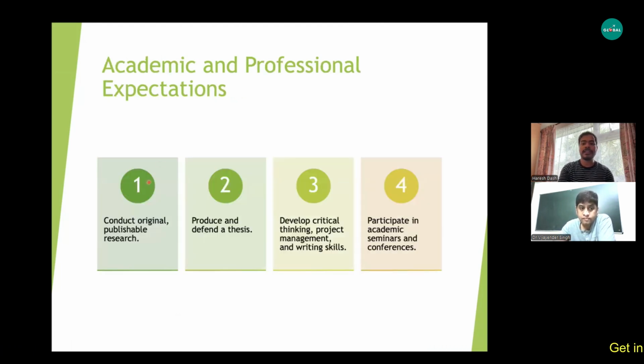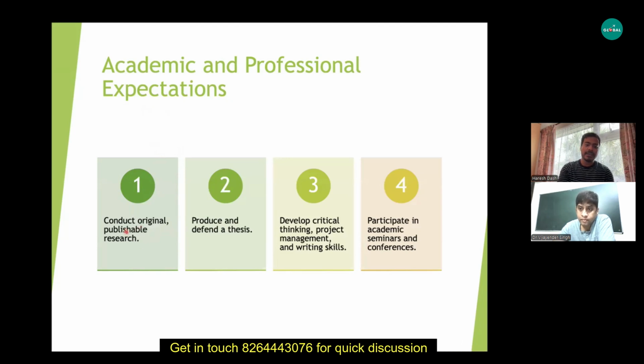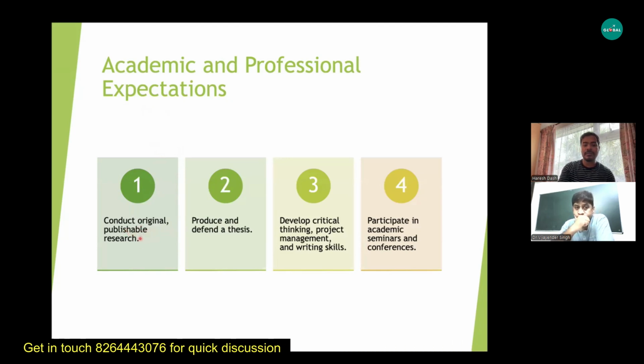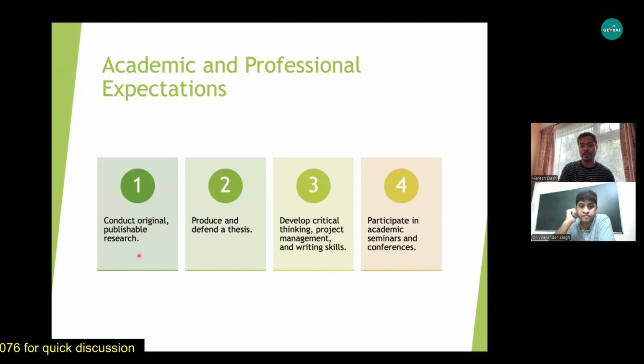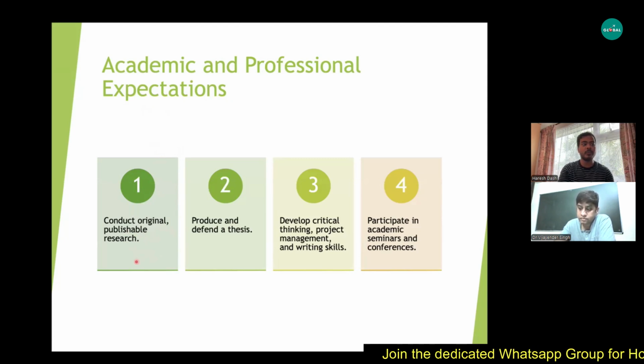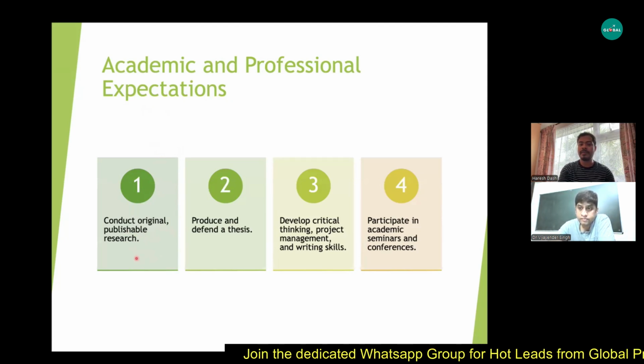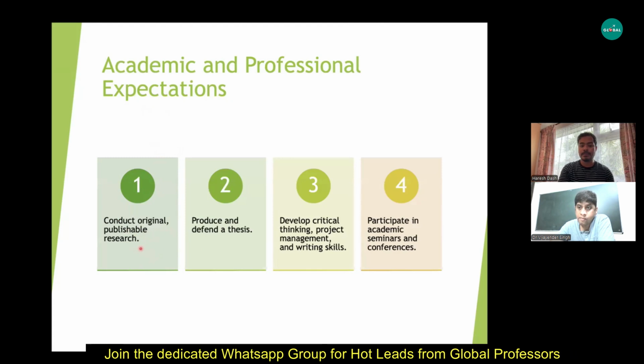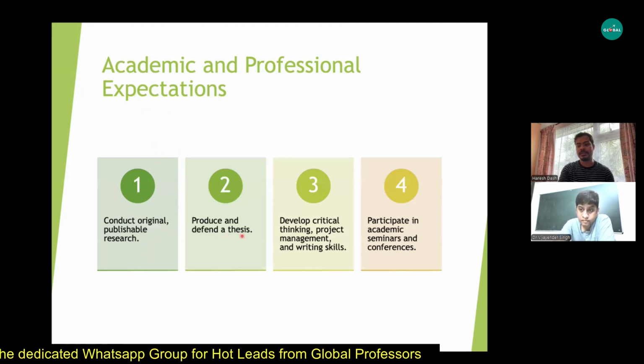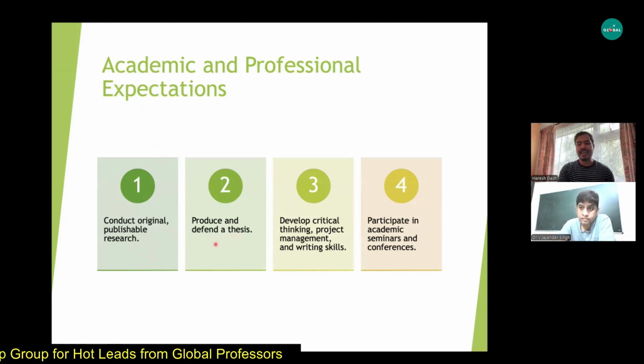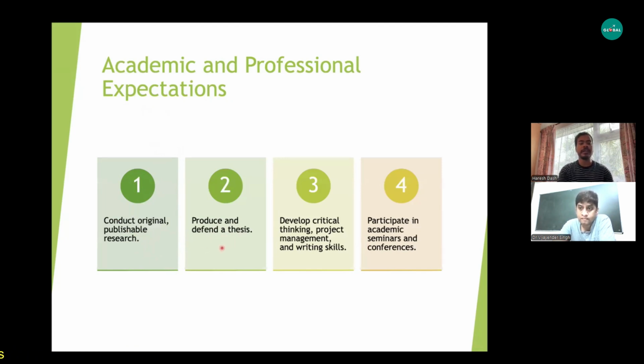Okay, so moving on to the next point, academic and professional expectations. So, what are the expectations? You conduct original and publishable research for about a year, and don't worry about that, you would be given proper support and proper guidance for that. Considering it is a 1 year or a 2 year project, they would expect you to publish something and produce a thesis. Again, don't get scared by just hearing thesis. It is not as intense as a PhD thesis. It is a very mini version of it.